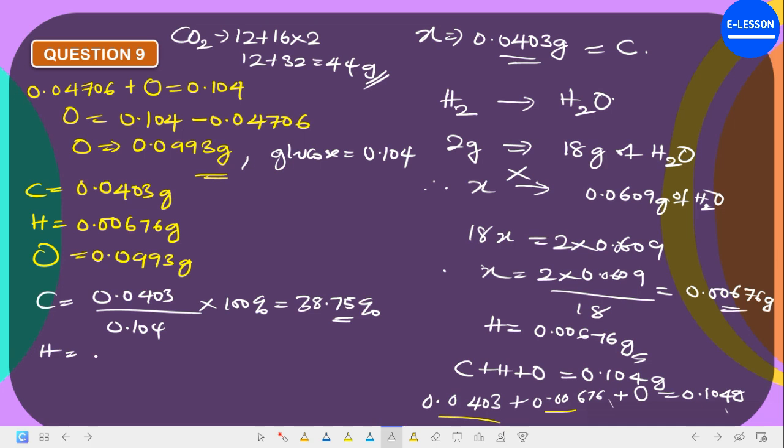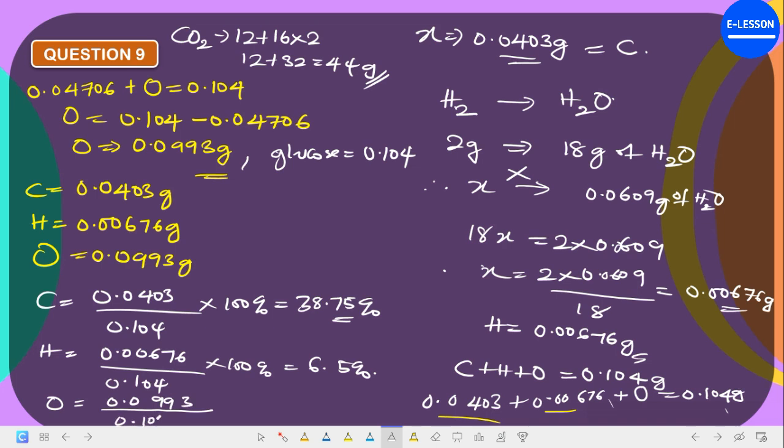Now let's calculate that of hydrogen. Hydrogen is 0.00676 divided by 0.104 times 100%, and that will give us 6.5%. That of oxygen is 0.0993 divided by 0.104 times 100%.